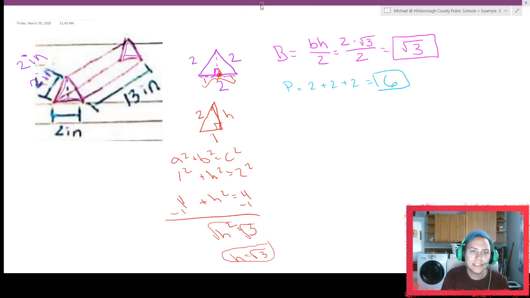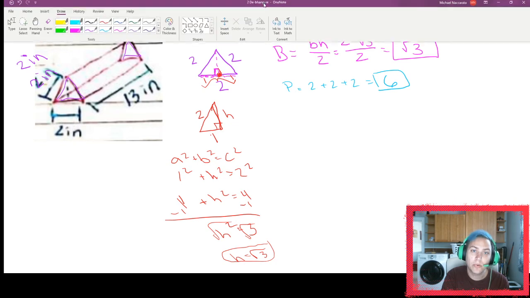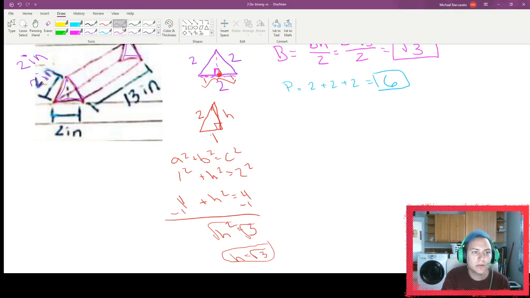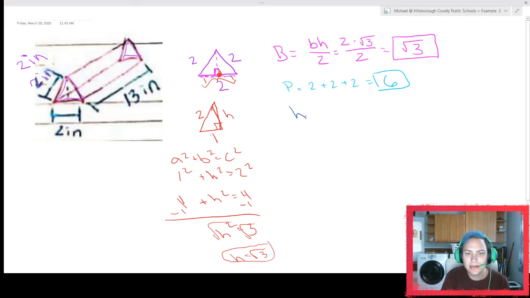And the last thing is to determine the height of the prism. Again, height of the prism can be a little bit weird. It doesn't necessarily mean how tall is the prism? It means how far is it from the first triangular base to the second triangle base? Well, since you have one triangle base up here and one triangle base back here, I know that the height between them is 13 inches. So I know that this h is going to be 13.